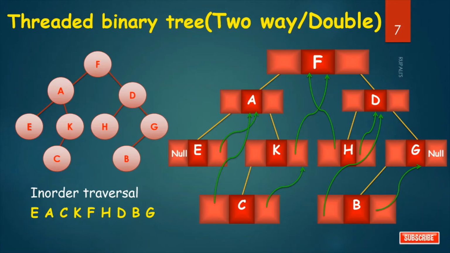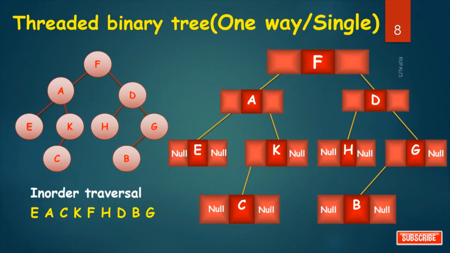So, in two-way threading, a thread will appear in the left field of a node and will point to the preceding node in the in-order traversal of the tree. The left pointer of the first node and the right pointer of the last node in the in-order traversal, this pointer and this pointer here, will contain the null value. In the case of one-way threading, a thread will appear in the right field of a node and will point to the next node in the in-order traversal.